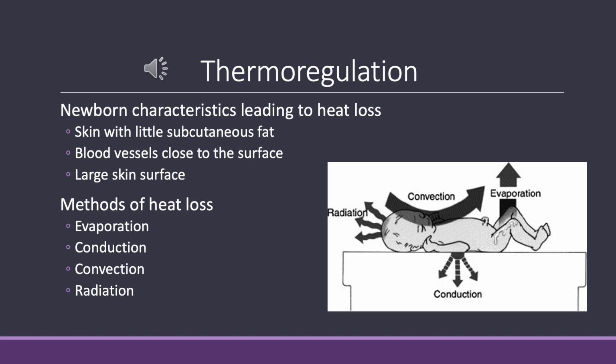Convection is the loss of heat to air. This can happen if there's a draft or air conditioning or the door is open. So it's any kind of circulation that's colder than the body temperature.